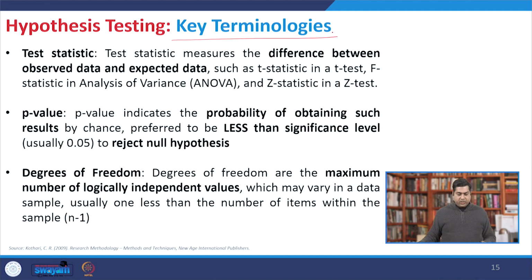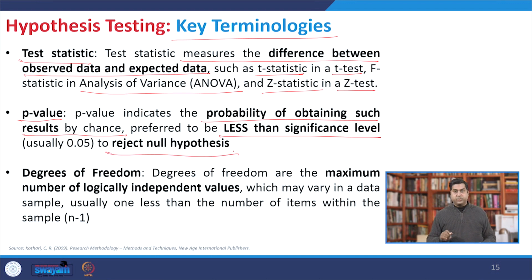Now, let us understand some key terminologies. Test statistic is something that I have just mentioned. It measures the difference between observed and expected data, such as the t statistic in a t test, the F statistic in ANOVA, and the z statistic in a Z test. The p value is another important terminology, which represents the significance level. The p value indicates the probability of obtaining such a result by chance, and it is preferred to be less than the significance level to reject the hypothesis. As I already mentioned, if you take a 5% significance level, the value is 0.05, so your p value should be less than 0.05 to say that we are okay to reject the null hypothesis.